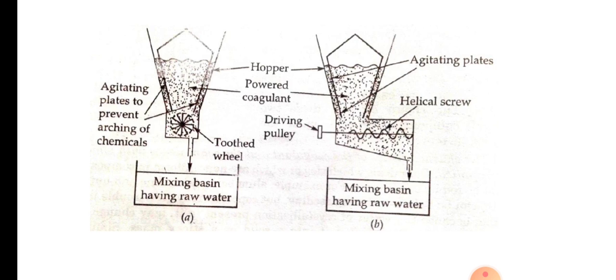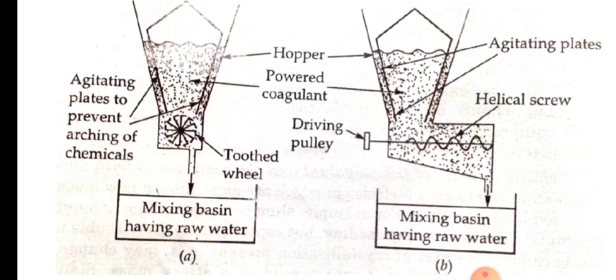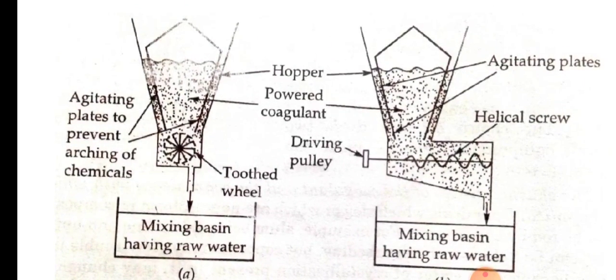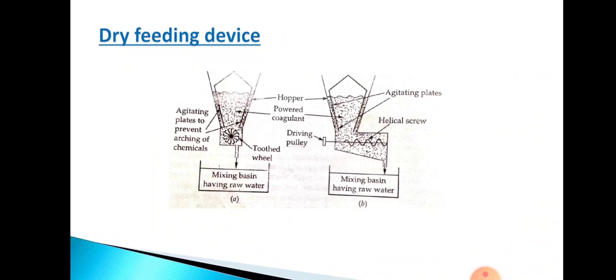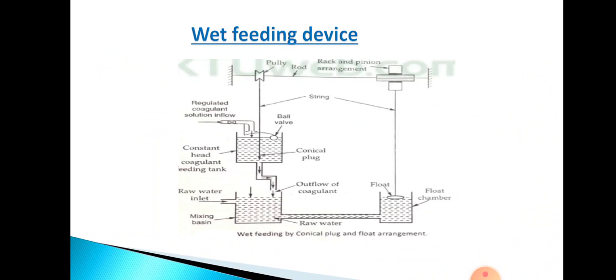And here you can see a toothed wheel at the bottom of the hopper tank. It is the toothed wheel which will regulate the amount of powder that is being added to the mixing basin, depending on its speed. So this is a typical dry feeding device. Next we have the wet feeding device.